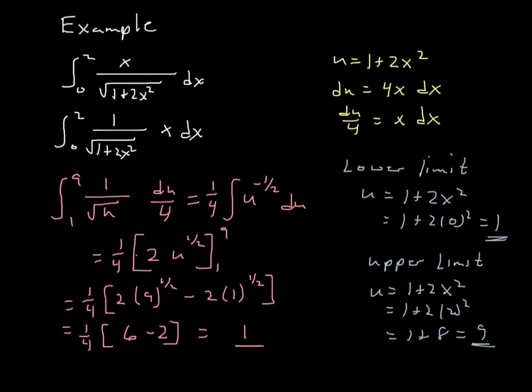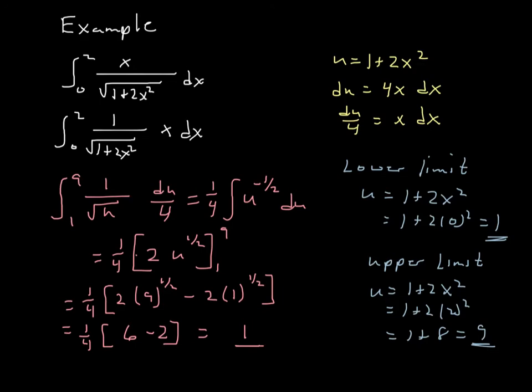In this case, our example is we're going to take the integral from 0 to 2 of x over the square root of 1 plus 2x squared dx. Now I'm going to pull that x down in front. And so I'm going to let u equal 1 plus 2x squared. So du is going to be 4x dx, and so I know du over 4 is going to be x dx. So I have that.